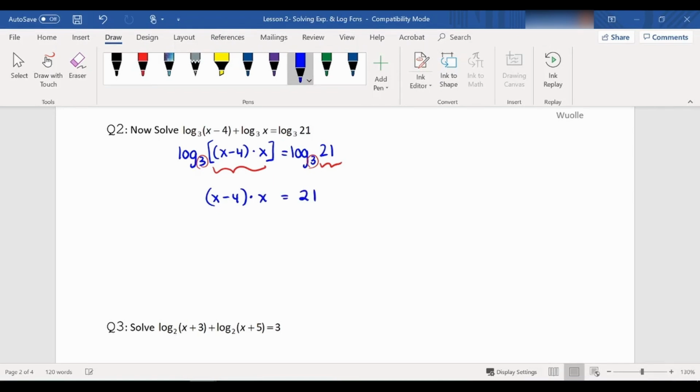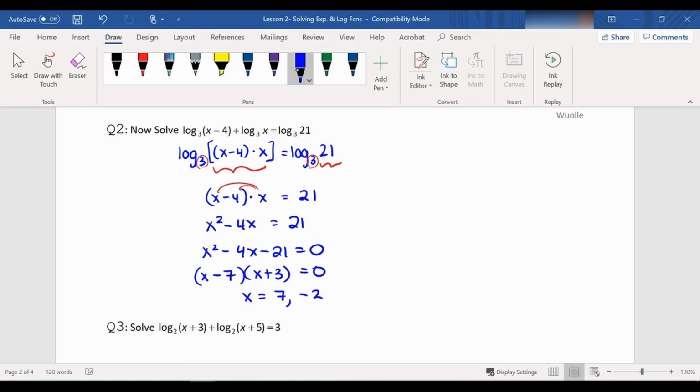And now I can solve this. I'm going to expand my brackets. I can see I've got a quadratic, so I need to make this equal to 0 and then I need to factor. If I factor this, I get x minus 7 and x plus 3. So x is equal to 7 or negative 3.